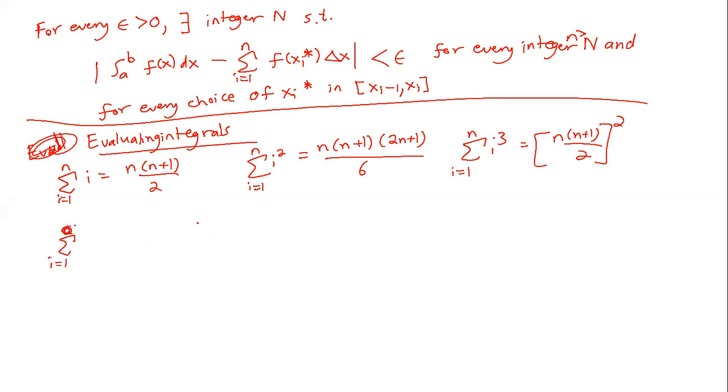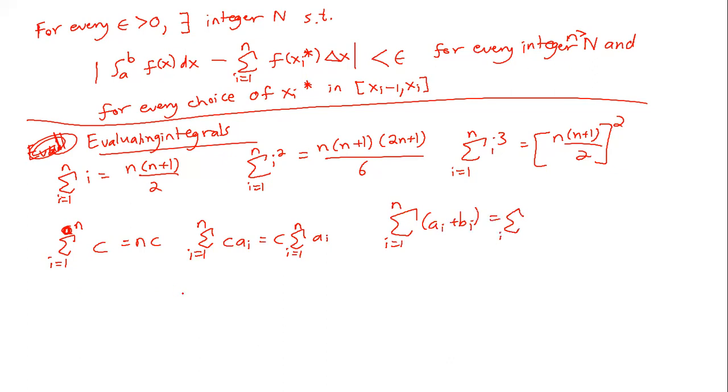Oh, sorry, it's n up here, and this is c. The sum from i equals 1 to n of c equals nc. The sum from i equals 1 to n of c·a_i equals c times the sum from i equals 1 to n of a_i. The sum from i equals 1 to n of a_i plus b_i equals the sum from i equals 1 to n of a_i plus the sum from i equals 1 to n of b_i.